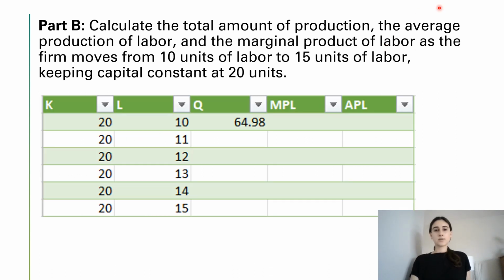To help organize ourselves, we are going to use a chart formation to solve this problem. We are told that capital will be constant at 20 units throughout the duration of this problem. We are also told labor starts at 10 and goes to 15 by increments of 1. And we know that our beginning quantity is close to 65 units. Our first step in solving this problem will be to fill in quantity at every position.